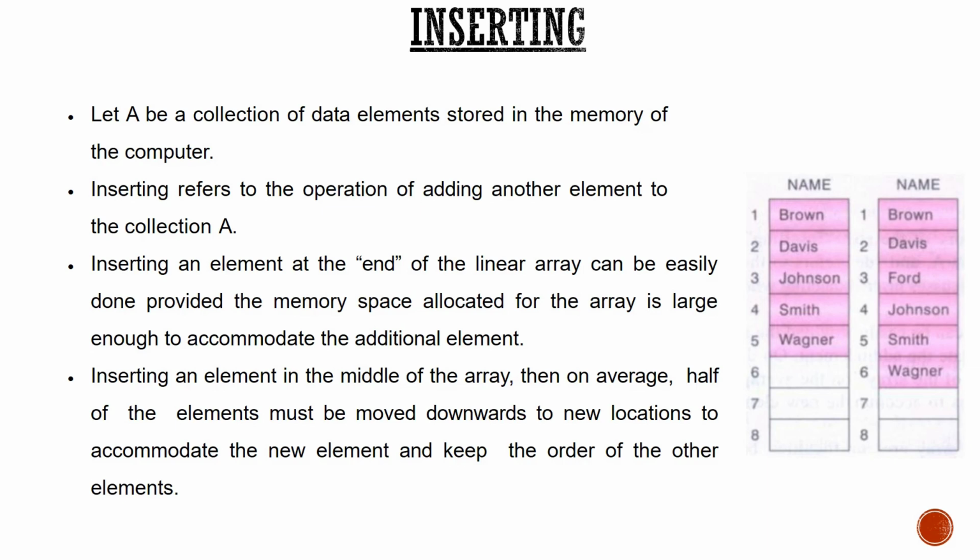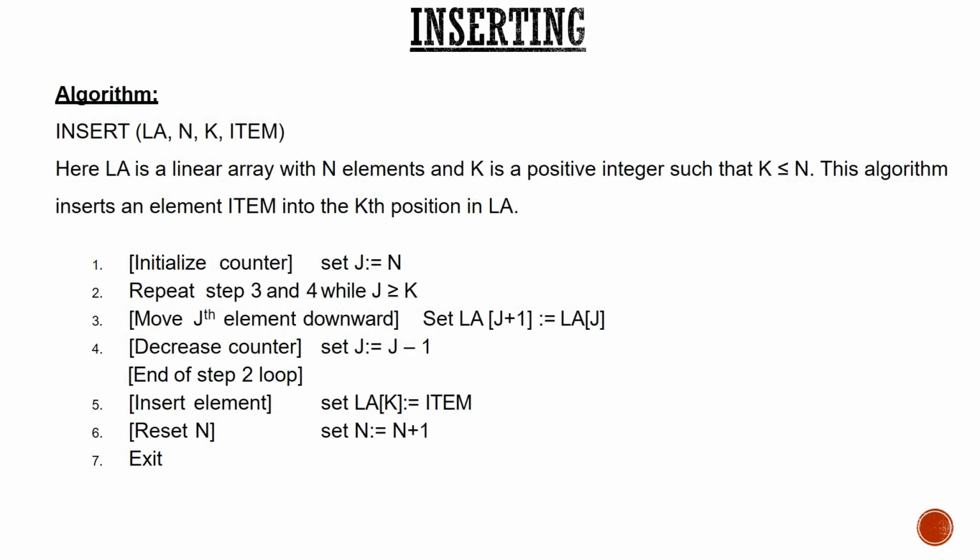The same thing has been demonstrated using an algorithm over here. Now you can look. The initial value for j will be equal to n. In the previous case, you might have seen it is equal to 5. Repeat steps 3 and 4 as long as j is greater than or equal to k. Once j becomes less than k, we need to break out of the loop.